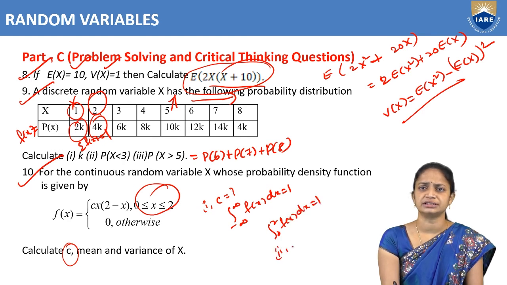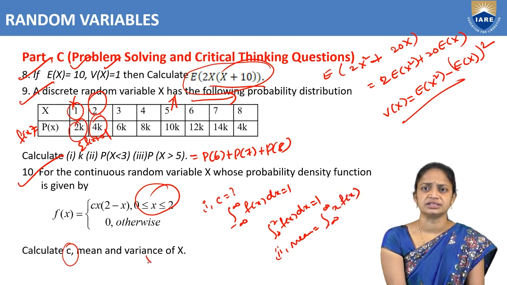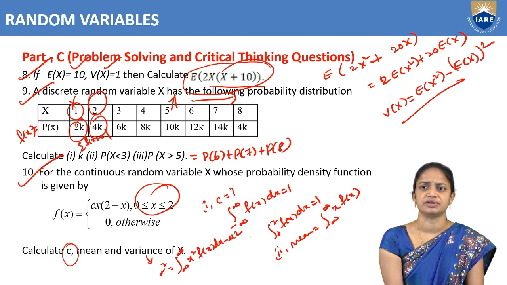Okay, the second case is mean. Mean is nothing but integration over minus infinity to infinity x into f of x. And variance: variance is sigma square equal to integration over minus infinity to infinity x square f of x dx minus mu square, where mu is nothing but the mean.